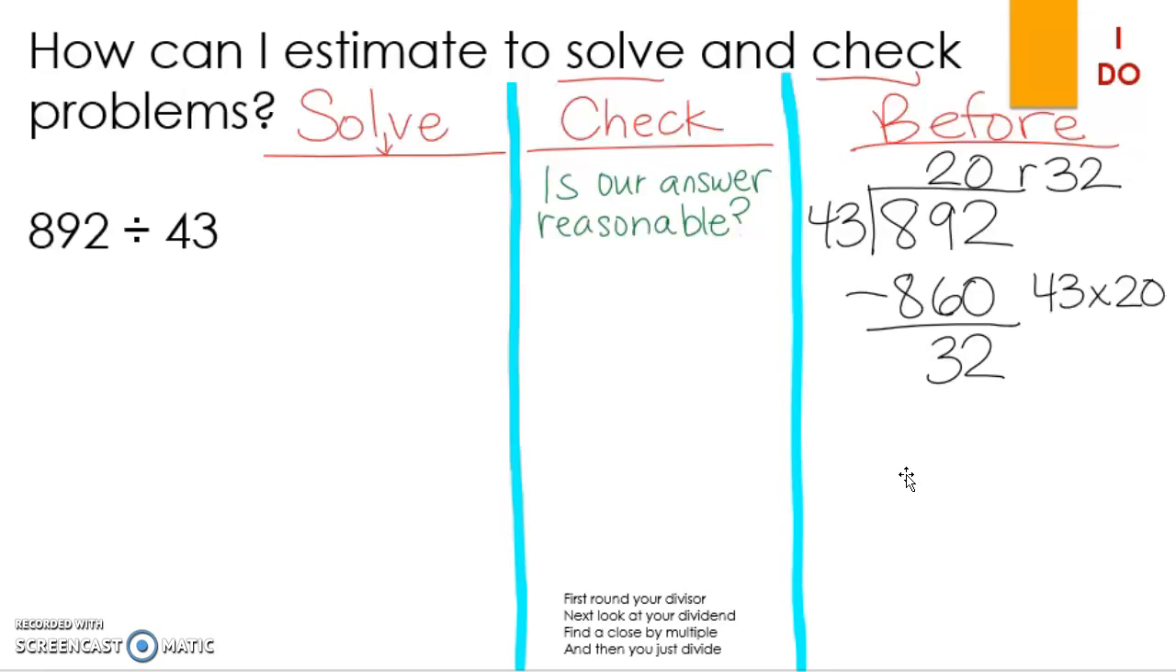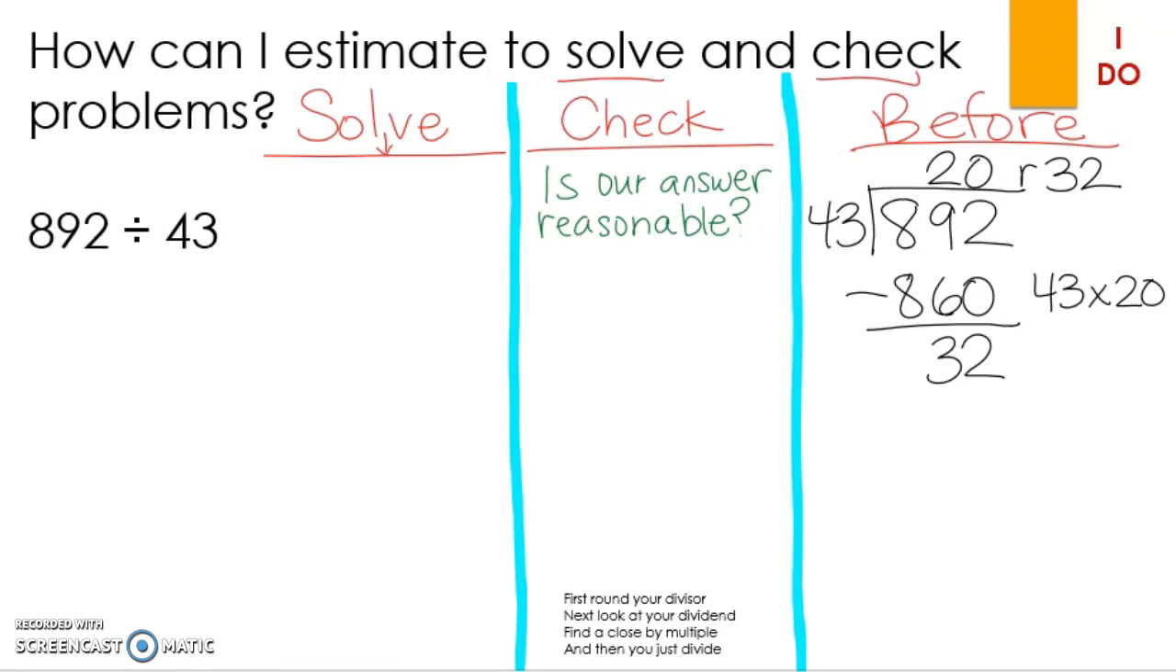How can we estimate to solve and check problems? This looks just like the lesson that we did before. You see, we have our problem that was solved using partial quotients here. And then we wonder to ourselves, okay, can I use estimation to check my answer? Yes, you can. Mrs. Taylor made this amazing song sung to the tune of the Addams Family to help us use this strategy.